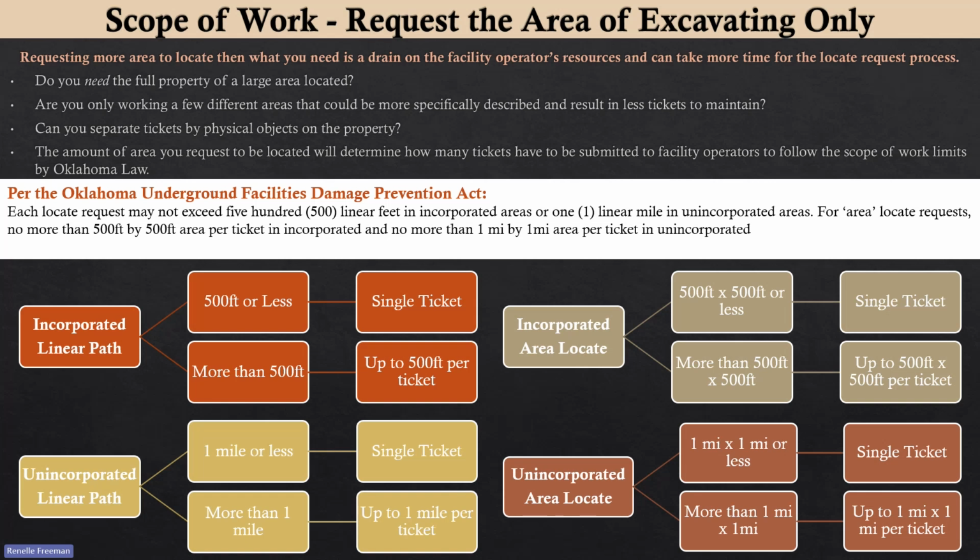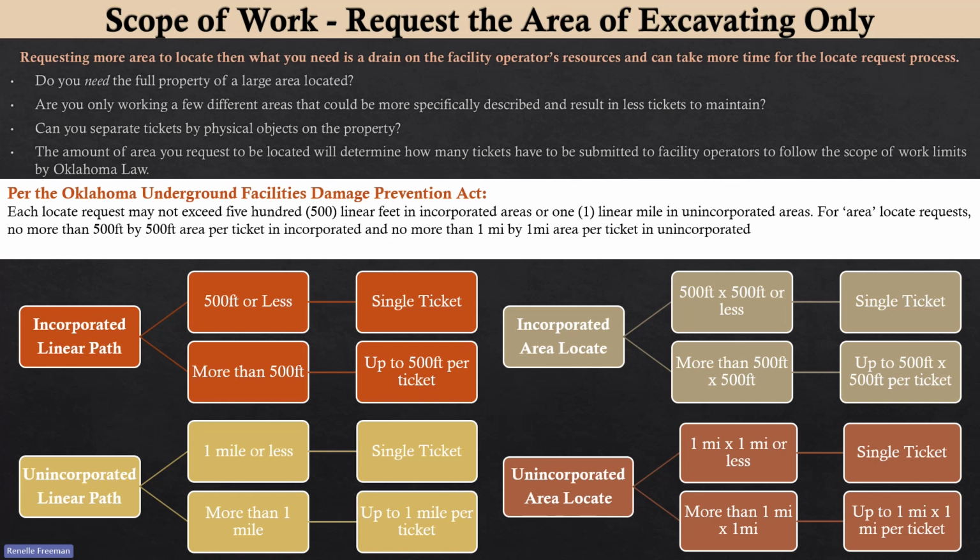you're really only working in one little section of it, then you may have to do multiple tickets because of the size of that property. And if you don't need all of that, there's no use in doing that. And it's a lot more for you to keep up with and a lot more for the locator to locate. So just think about it when you're putting in a locate request and determining your excavation area. Do you really need the full property of that large area locate?